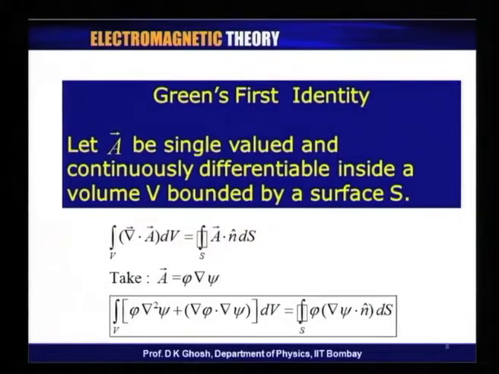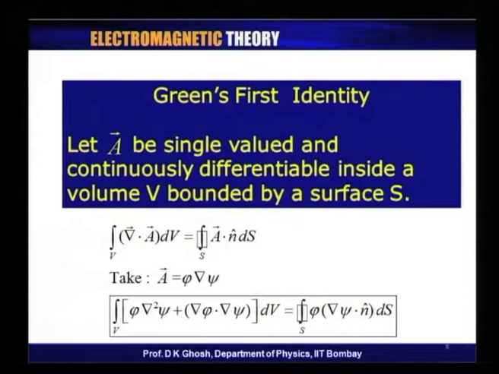In trying to establish this, we use an identity which is known as Green's identity. There are two of them, the first Green's identity and the second Green's identity. The second one is also known as Green's theorem. They are rather straightforward, but let us look at what they imply.